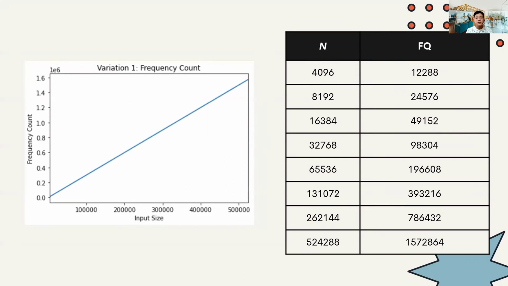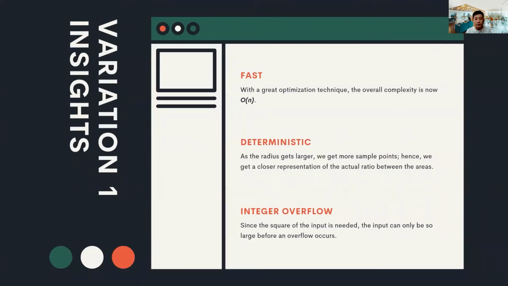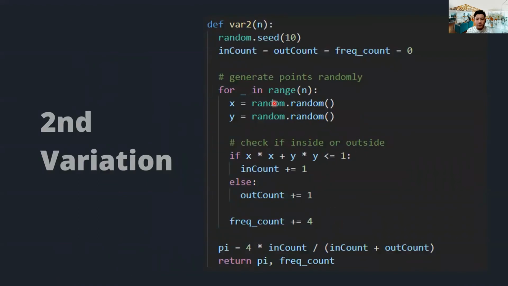Okay. Let's now view a brief summary of the pros and cons for the first variation. First is that it's fast. Having a linear time complexity is quite impressive. Second, it's deterministic, since we generated the points evenly across the Cartesian plane. Unfortunately, this algorithm is prone to integer overflow problems due to having to calculate the squares of numbers. So an overflow will be encountered once the input value is high enough. So let's move on to the next variation.